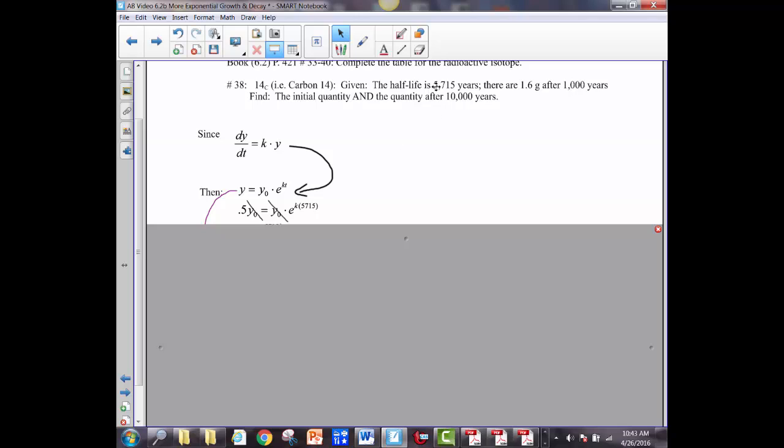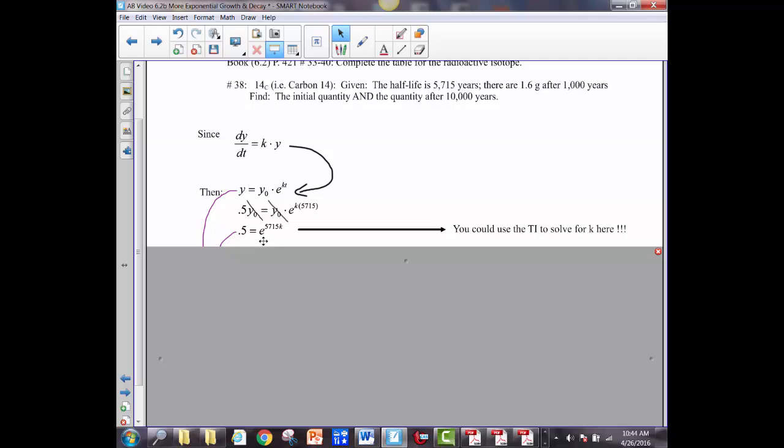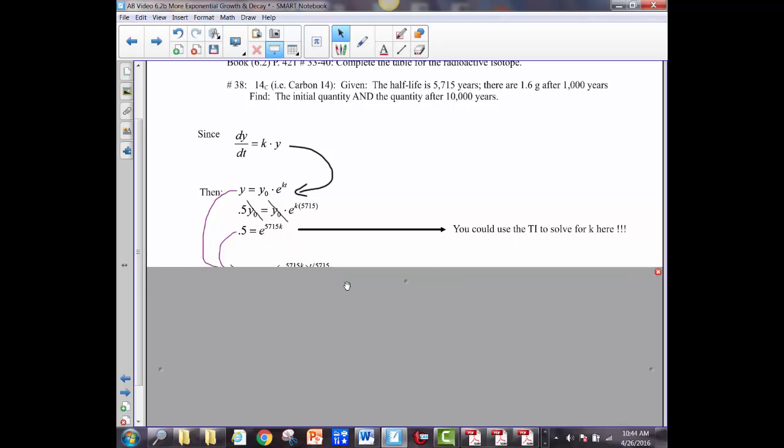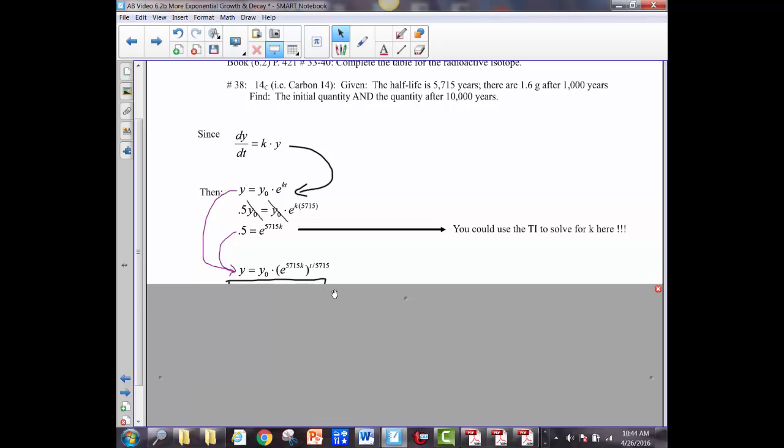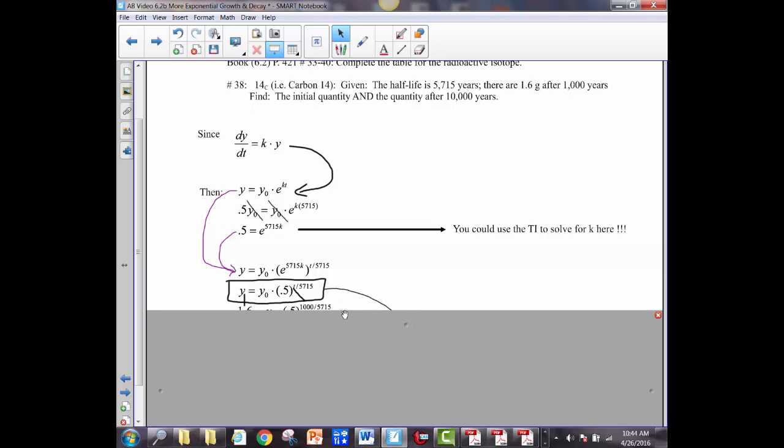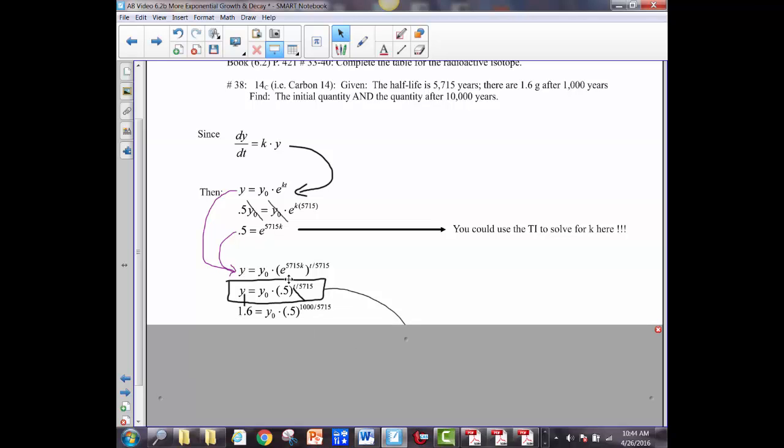So I know that the half-life is 5715 years. So I replace t by 5715, and whatever I started with, after that much time, I have half of what I started with. Divide both sides by y0. Now, if you had a calculator, you could solve for k here, but what I'm going to do is that little trick where I'm going to replace this e to the kt by e to the 5715k to the power of t over 5715. Now, I know this quantity here is 0.5, and I have my function now, y in terms of t.